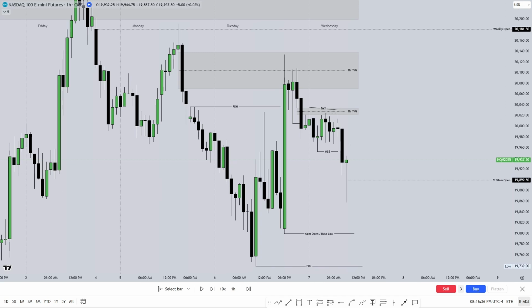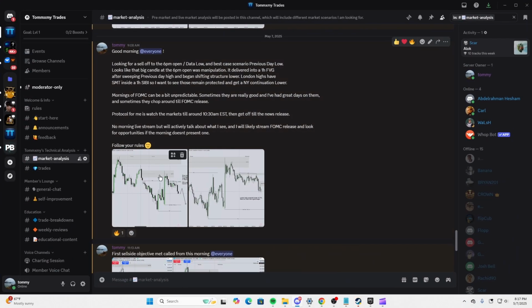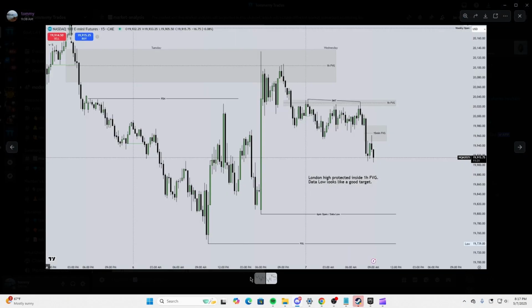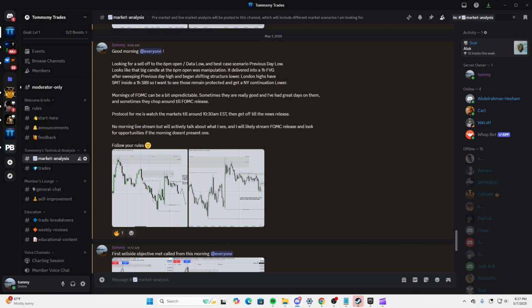And that's when I alerted my Discord in the pre-market that I wanted to see a continuation lower to target this resting liquidity down here. So I'll show you that here. Okay, so this is me alerting my Discord saying I wanted to see continuation lower from here, right? So really simple stuff.